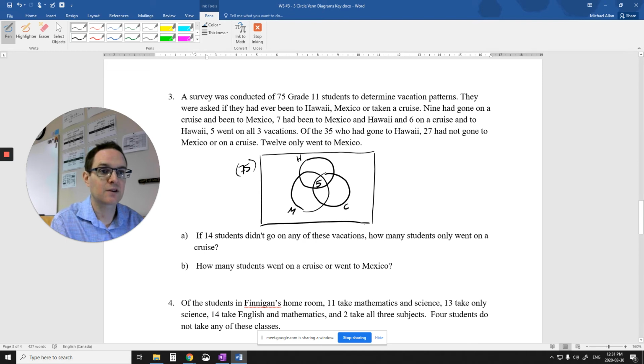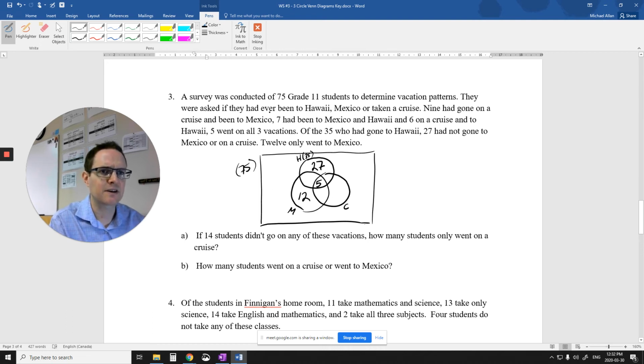Okay. Of the 35 gone to Hawaii, 27 had not gone to Mexico or on a cruise. So 27 that went to Hawaii. Of the 35 who went to Hawaii, so actually I'm going to put that here, 35, 27 had not gone on a cruise or Mexico. So that means they've only gone to Hawaii. So I'm going to put a 27 here. So I'm just filling in the pieces that I know, right? There are some overlap pieces here I'm going to deal with in a second. 12 only went to Mexico. I'm going to put a 12 in Mexico. Okay. Nothing about only cruises here.